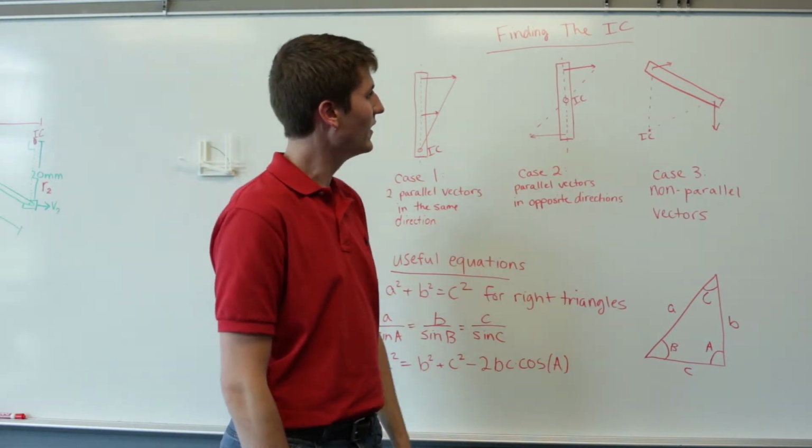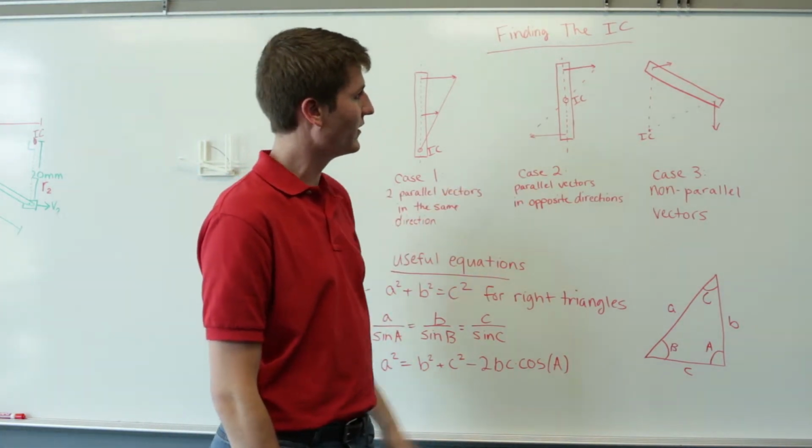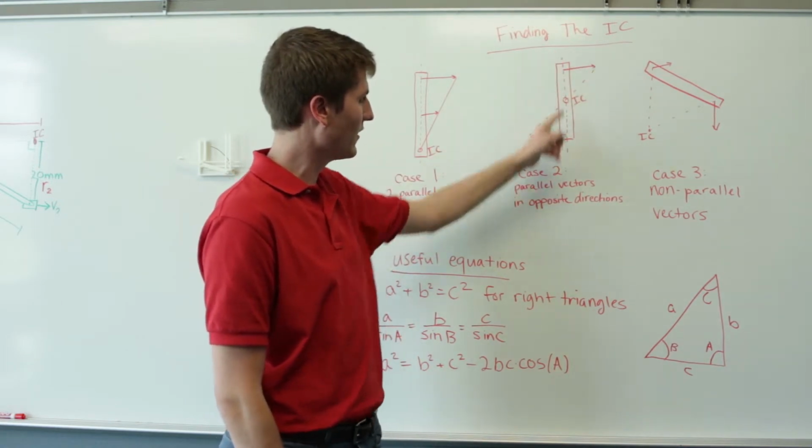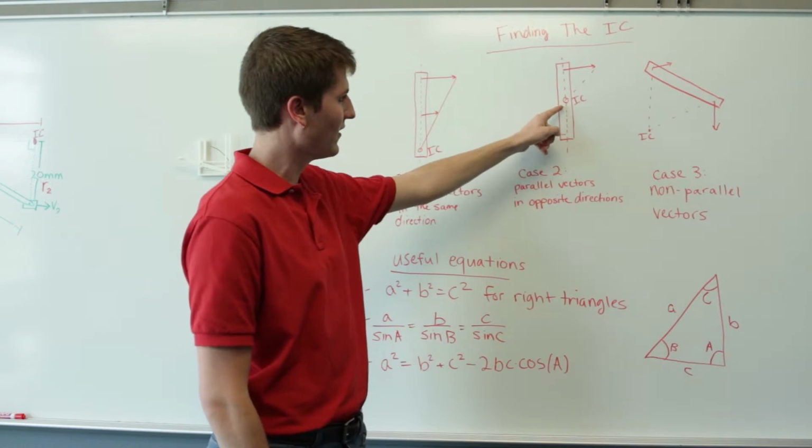Case 2 is very similar. We have two parallel lines again, but they're in opposite directions. So this time, connecting tip to tip and drawing a perpendicular line, the instantaneous center is located right here.